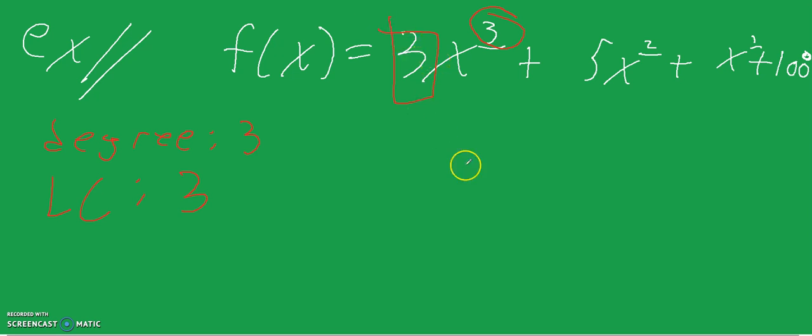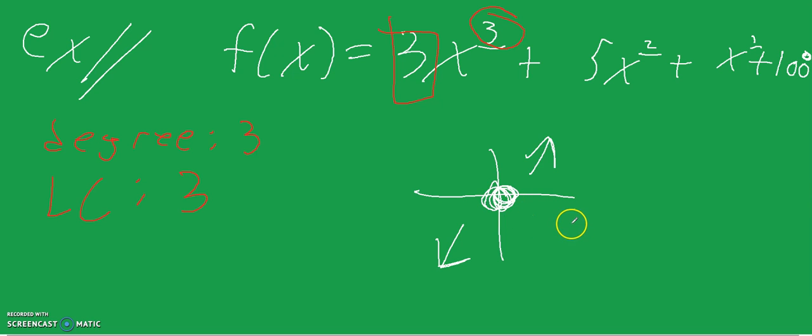So that means I know my end behavior is going to look something like this, with some random stuff going on in the middle. I'm not entirely sure, but all I care about is the end behavior right now. Alright, let's do another one.